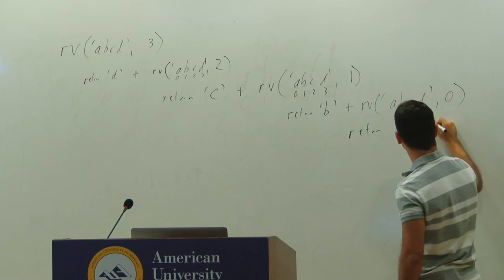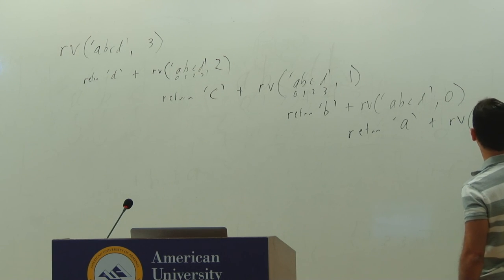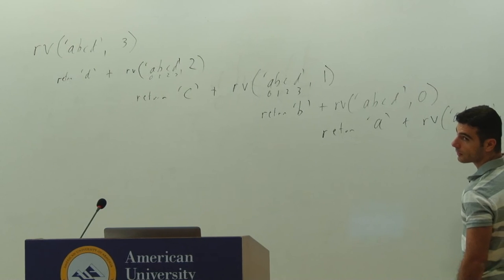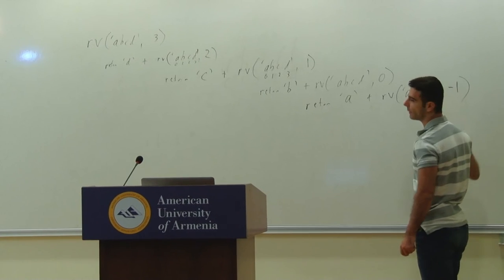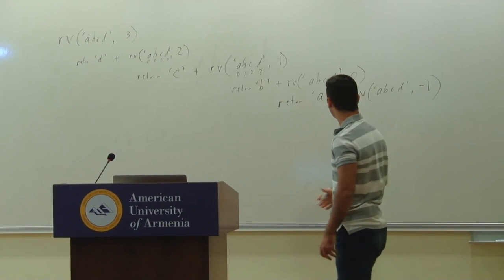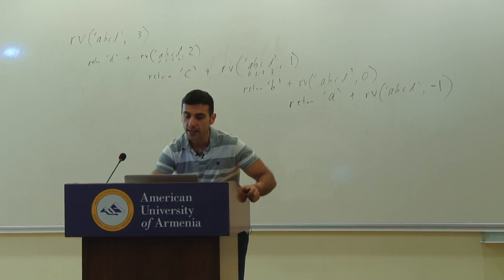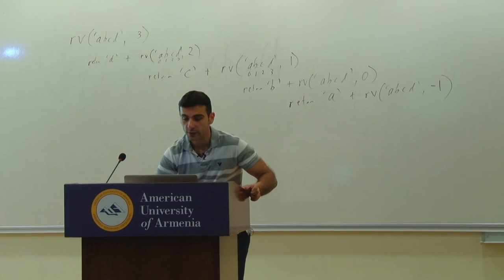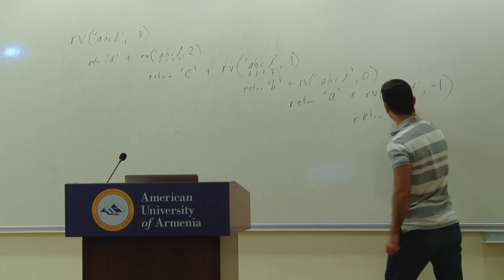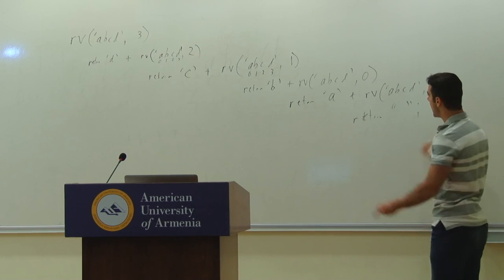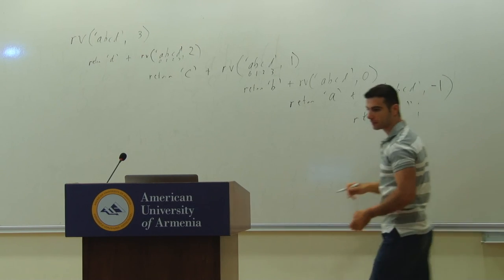A plus, again, we recurse, RV, A, B, C, D, minus 1. Which is? 0 minus 1, negative 1, right? So then we go, is negative 1 less than 0? We return an empty string. So this returns empty string. Now let's just roll it back up. What does this function return? Empty string.